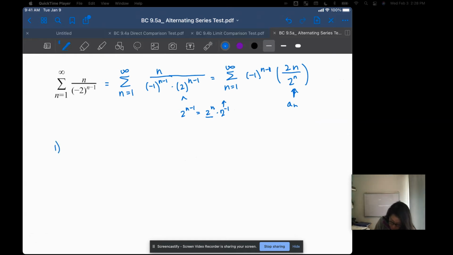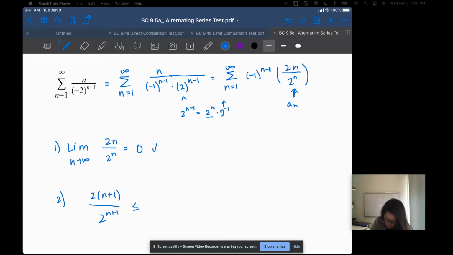So first condition, the limit as n approaches infinity of 2 times n over 2 to the n. The bottom is exponential, the top is linear, so we know that this is going to go towards 0. So that's condition 1. Condition 2, we have to test to see if 2 times n plus 1 over 2 to the n plus 1 is smaller than or equal to 2 times n over 2 to the n.